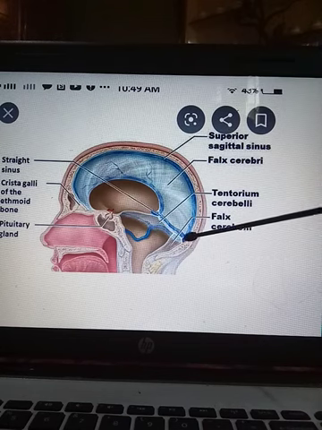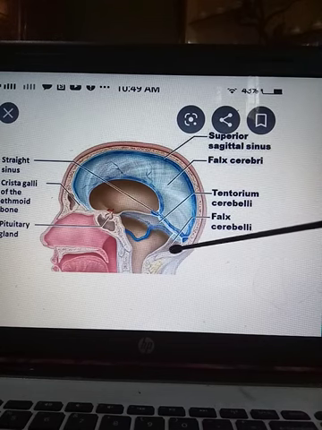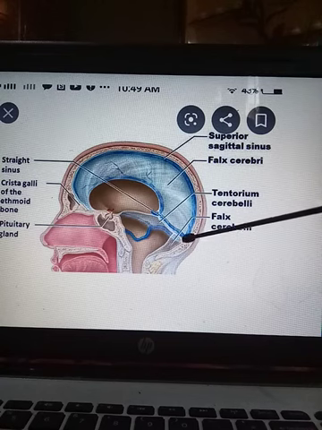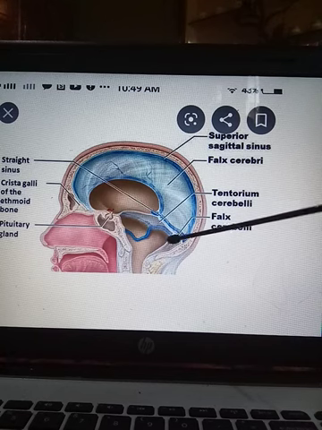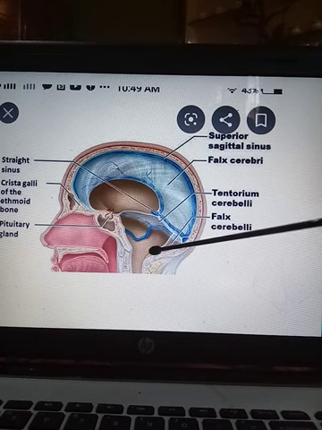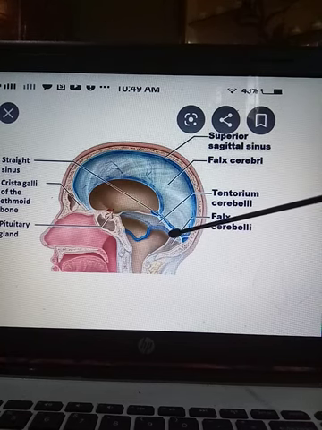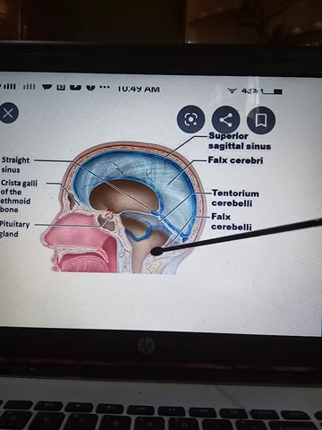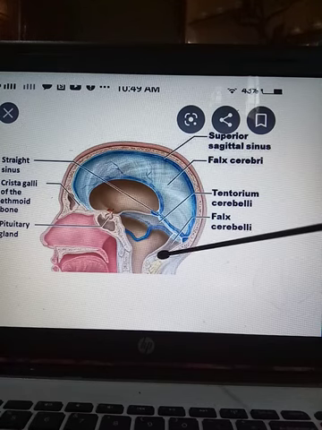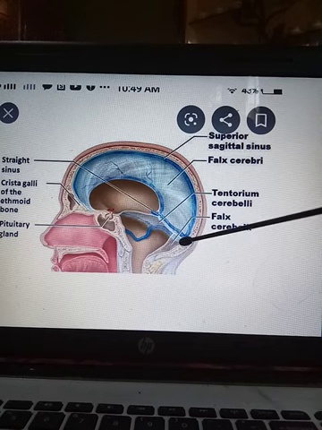One border is the fixed border, which is attached posteriorly to the occipital sulcus, and you have this free border, which intervenes between the two cerebellar hemispheres. Along this border you have the presence of the occipital sinus.